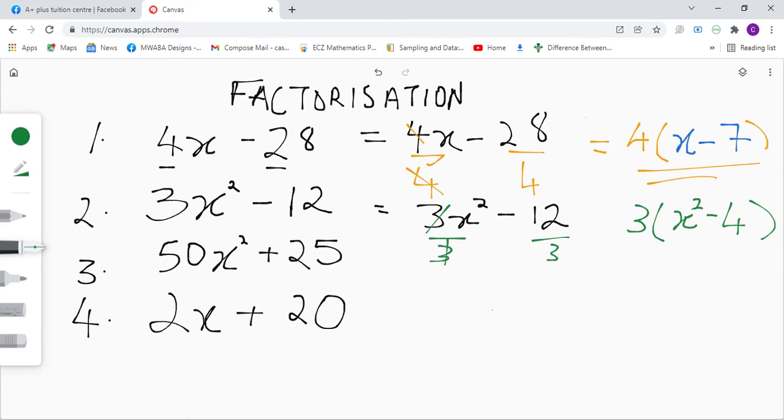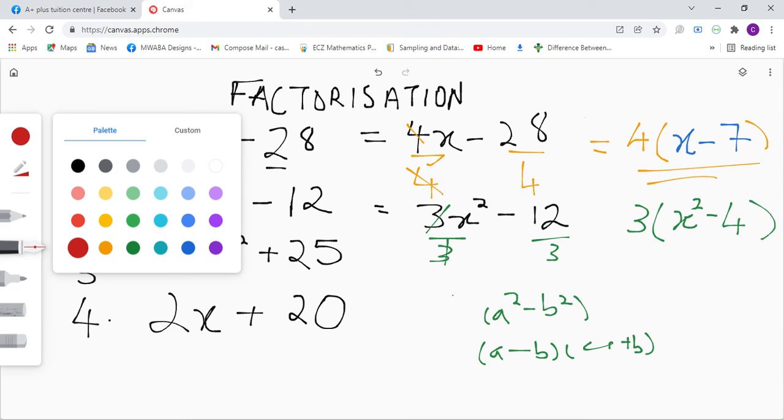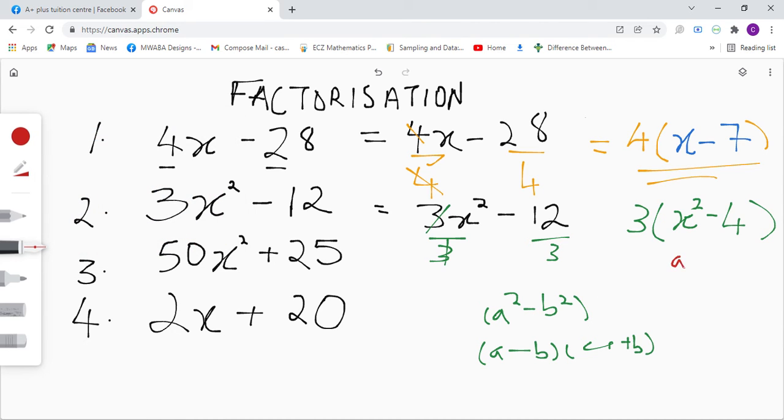Let me illustrate that here. That is when you have a squared minus b squared, which will give you (a minus b) and also (a plus b). So our a squared here is x squared. Our b squared is 4, which can also be written as 2 squared.